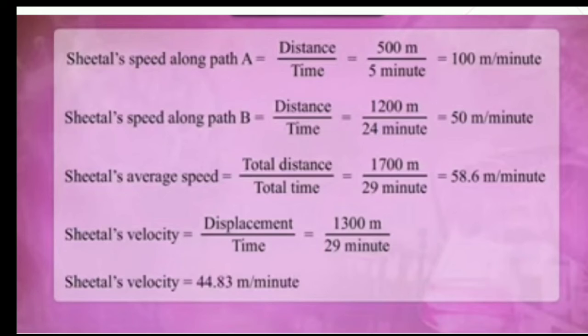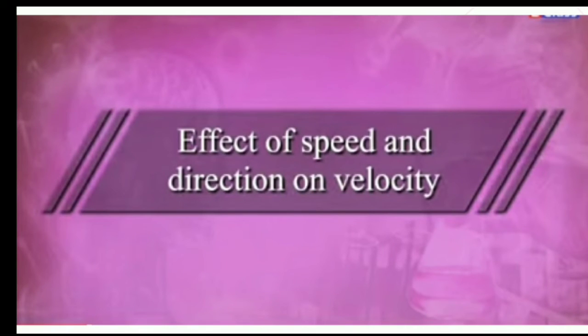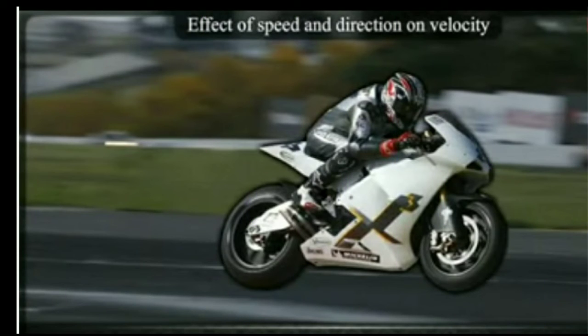Good. Let's move ahead. Effect of speed and direction on velocity. Now children, let's take an example to understand. Suppose a person is traveling on a bike, his name is Sachin, and he is traveling on a motorbike. Now we need to explain what will happen in the following events during Sachin's ride.